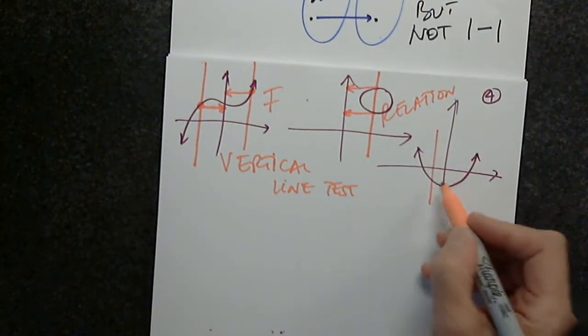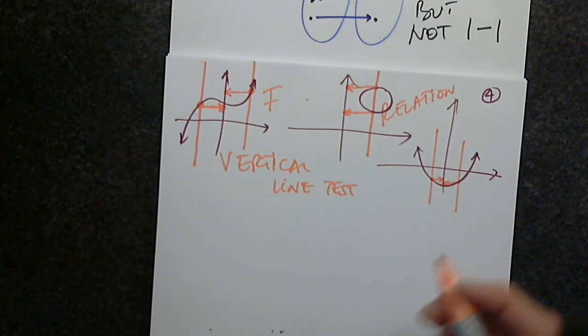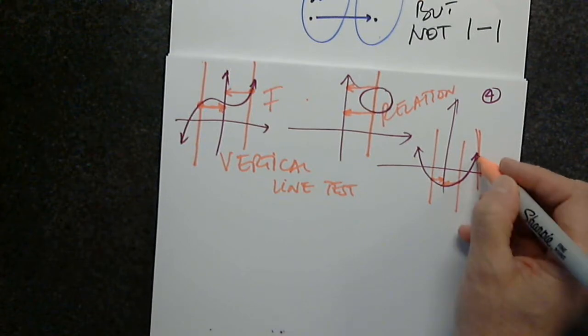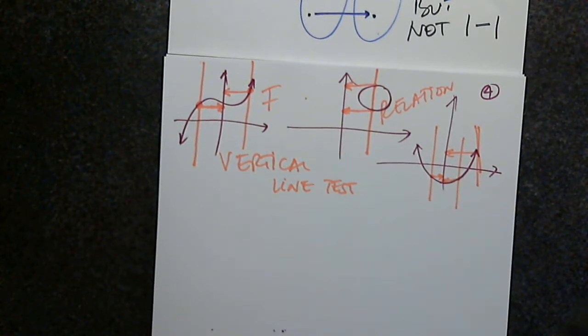What about this one? Indeed, it is a function, but it's not one-to-one. By the horizontal line test, it will not be one-to-one, but we will talk about it when we get to that. Yes, any questions?